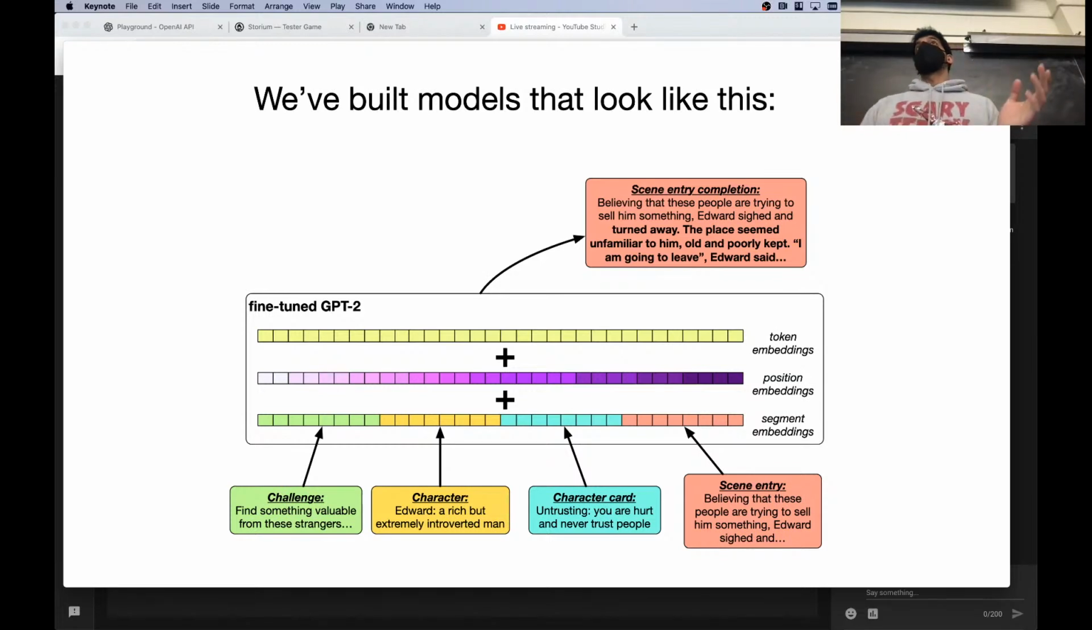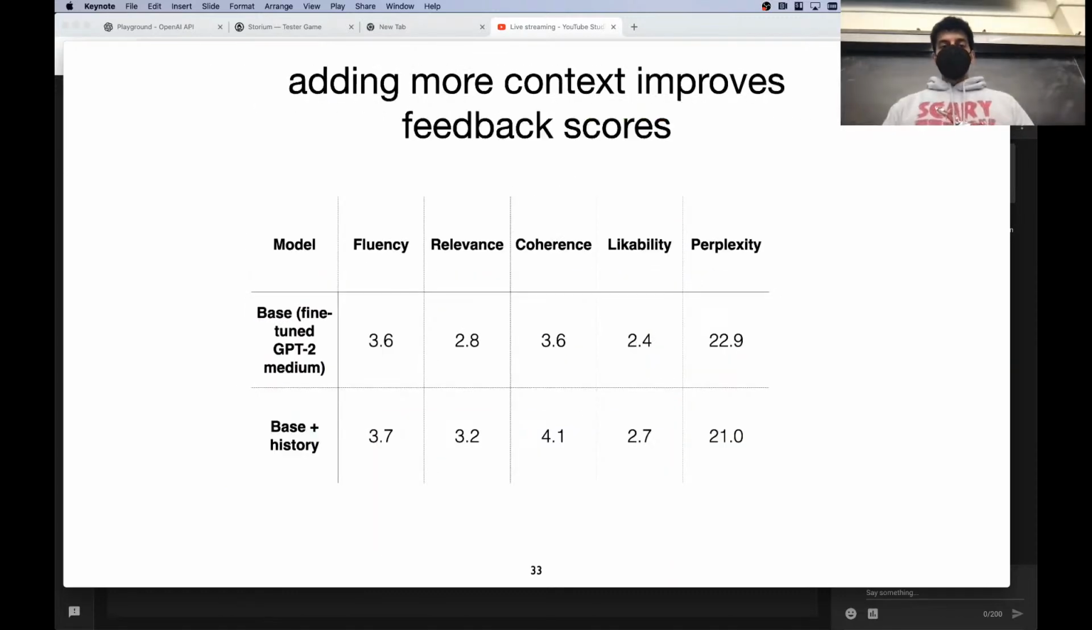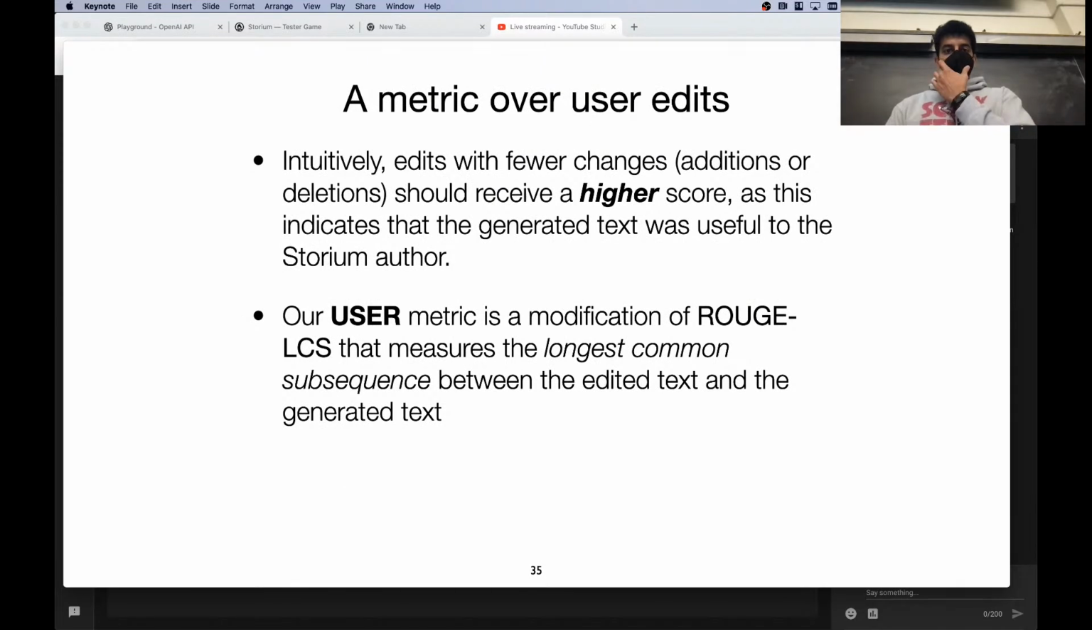But if you can actually train your model, segment embeddings are a pretty easy thing to do. And let's skip over this. So let's say that you receive edits on top of the generated text. So you produce some text, the author decided to delete the whole thing, or they decided to keep 90% of it, but then add some new text.